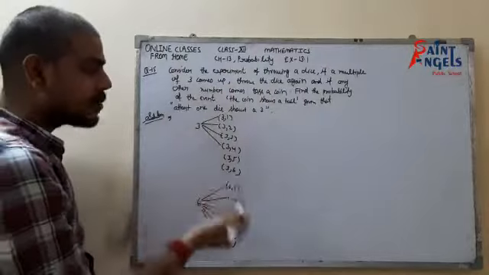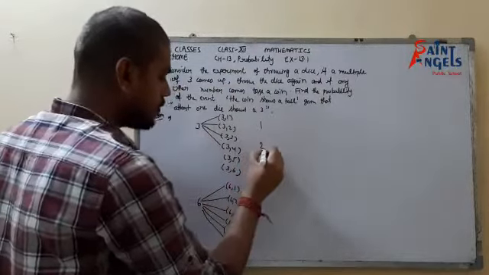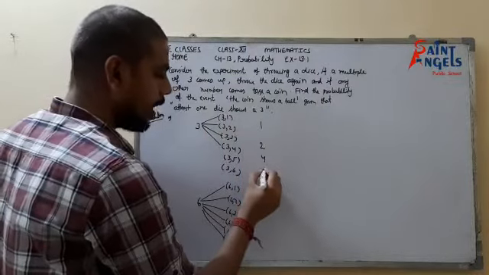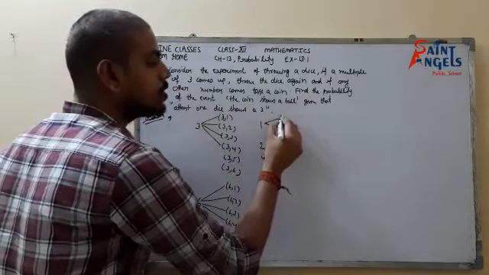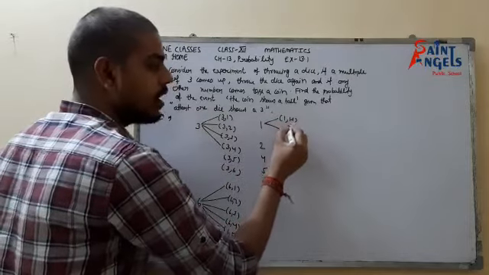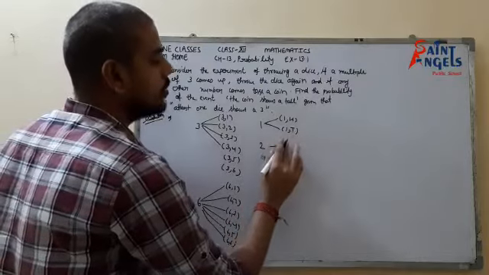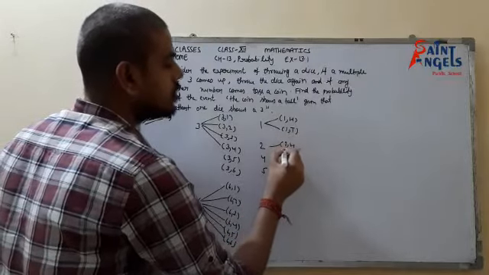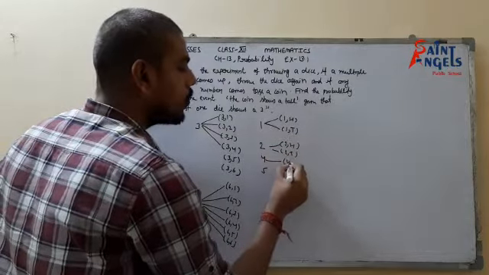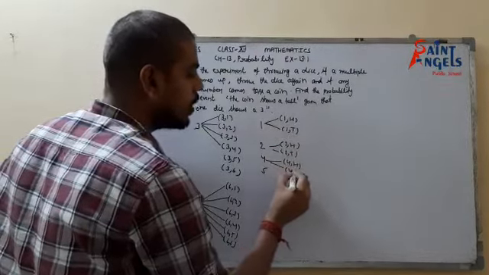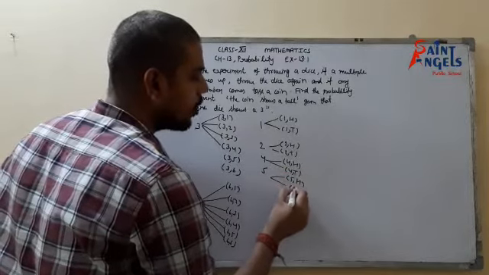Apart from 3 and 6, suppose 1 comes up, 2 comes up, 4 comes up, and 5 comes up. Then we have to toss a coin. When 1 came and I toss the coin, I could get head and I could get tail as well. Similarly here, 2H, 2T, 4H, 4T, 5H, and 5T.